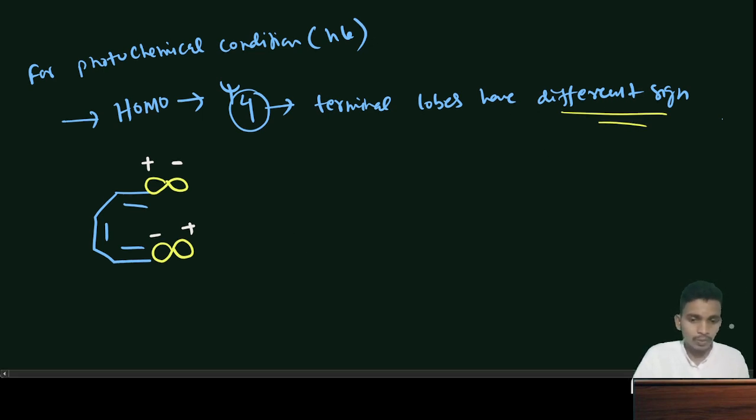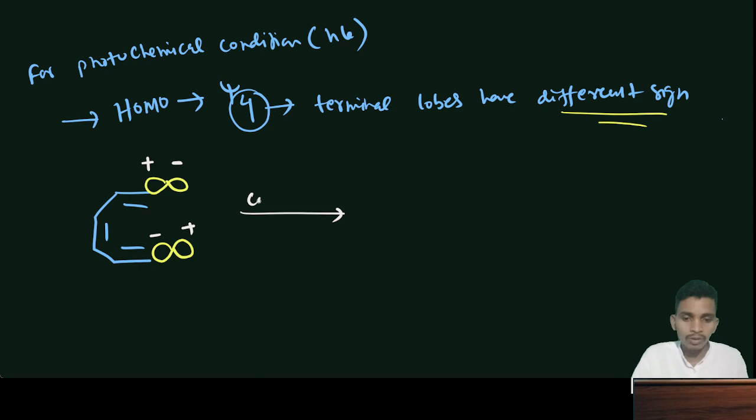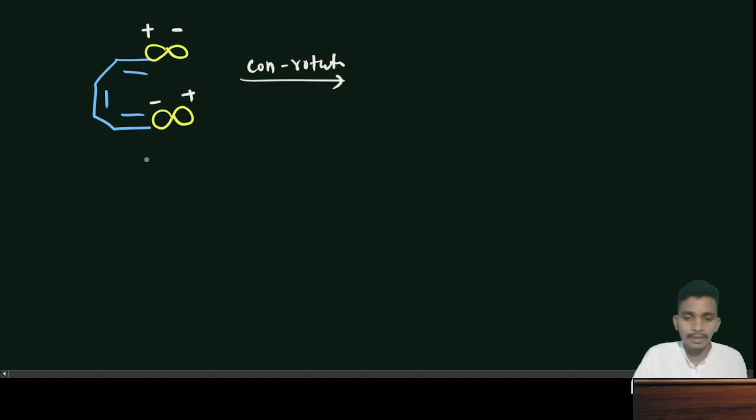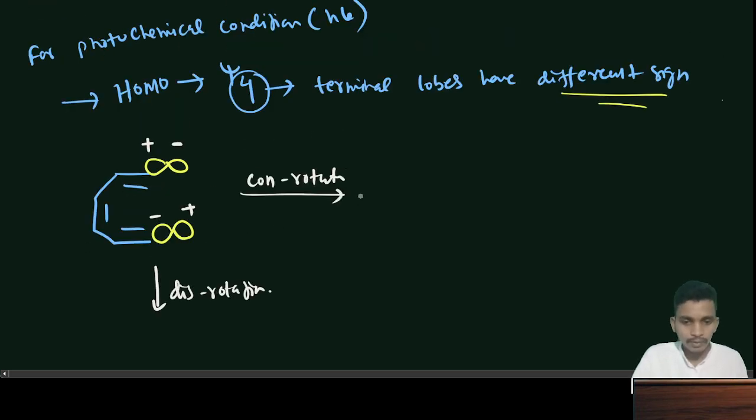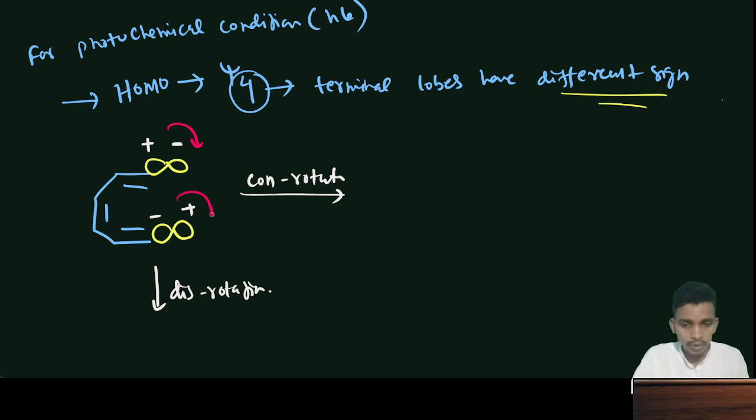Now we can do the two rotations. One is conrotatory. It means that we will rotate both the lobes in the same direction. Another is disrotatory, and we will check where the bond is forming. Okay. So for conrotatory, if we rotate, then we have to rotate both the terminal lobes in the same side. If we are rotating clockwise, then we also do that clockwise.